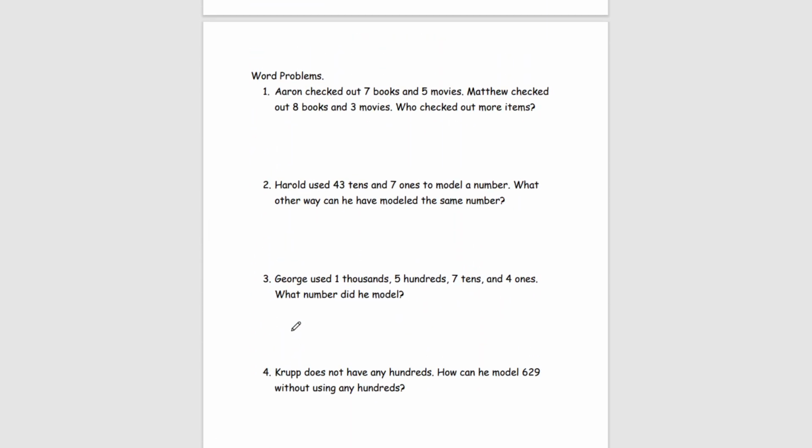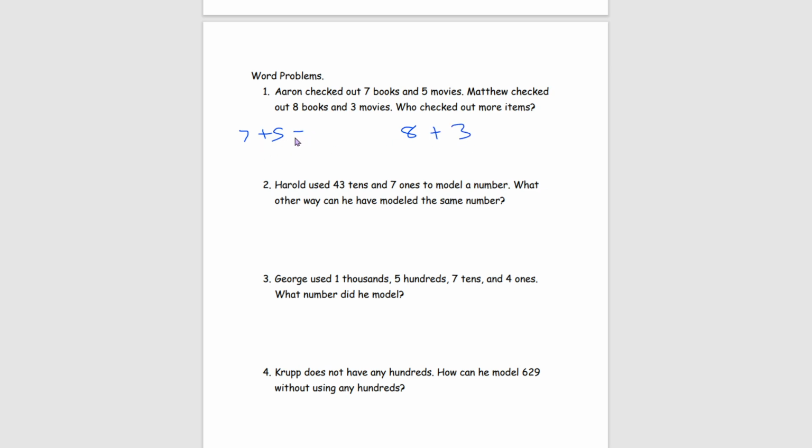Lastly, our word problems. So for number 1, we have Aaron checked out 7 books and 5 movies. Matthew checked out 8 books and 3 movies. Who checked out more items? So to find out who checked out more items, we're going to first write down what we know, since we know that Aaron checked out 7 books and 5 movies, and Matthew checked out 8 books and 3 movies.